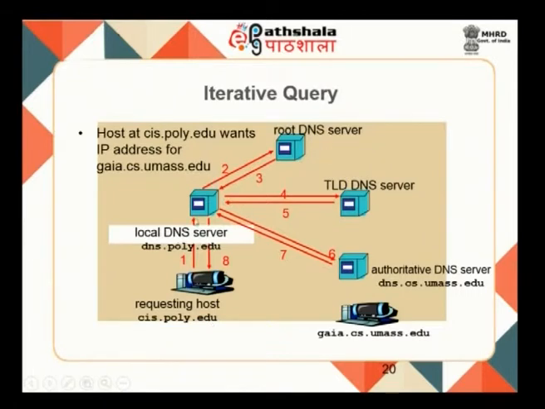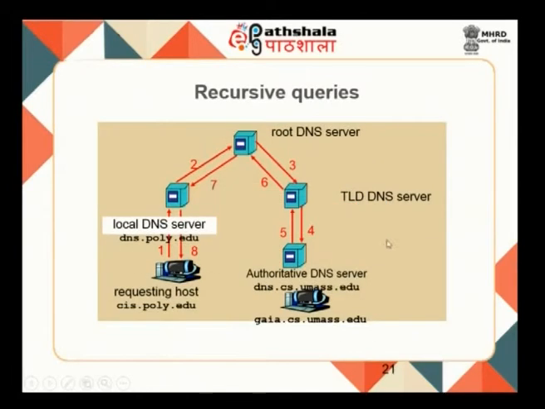So, this is how the queries are sent back and forth in the iterative querying process. You can see that iteratively the local DNS server contacts different servers to get the information, until it gets the correct IP address resolved. It will do this job of contacting these servers. The other mechanism we talked about is the recursive querying mechanism.